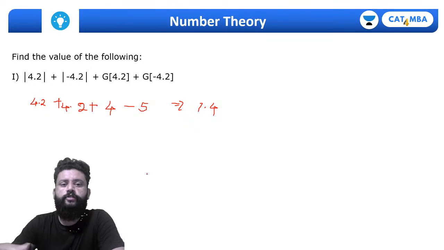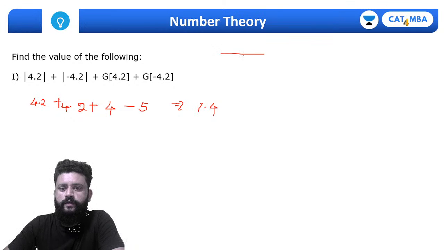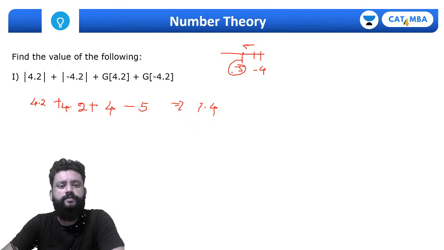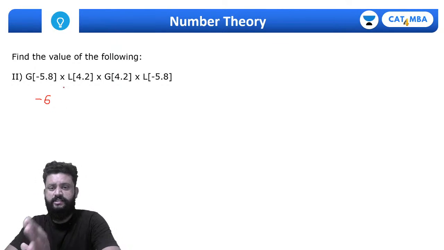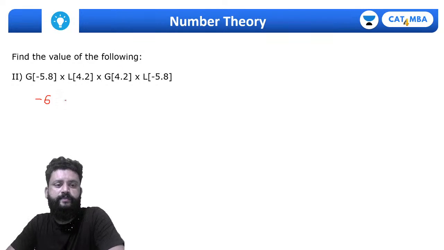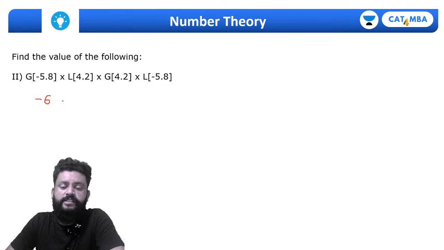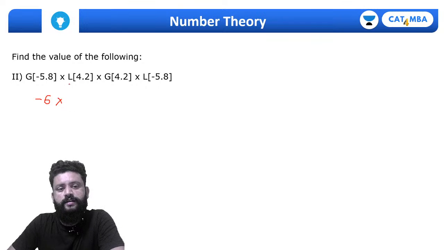Hopefully you understood this part. क्योंकि -4.2 जो है वो किसके बीच में आएगा? -5 and -4 के बीच में आएगा, यहाँ पे कहीं आएगा, इसके लेफ्ट साइड में जाओगे तो -5 आएगा, right. Then let's talk about this. Greatest integer value of -5.8 will be -6. Greatest integer value you need to move to the left side. Least integer value you need to move to the right side.